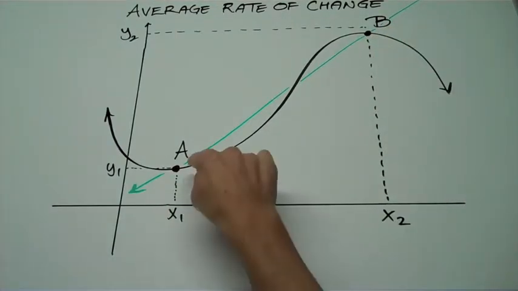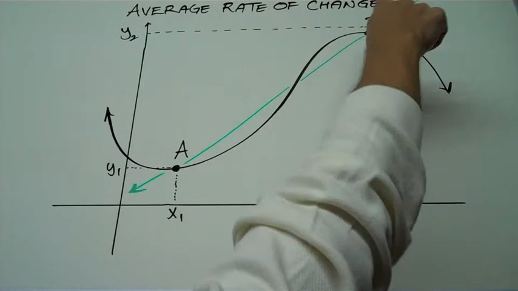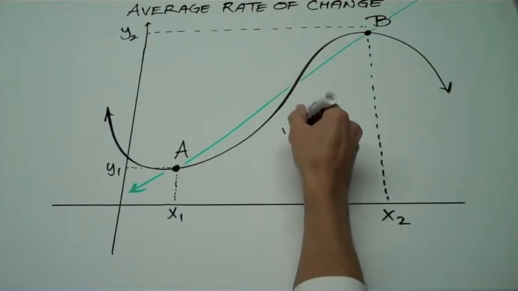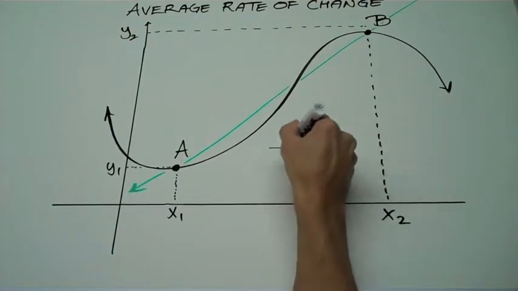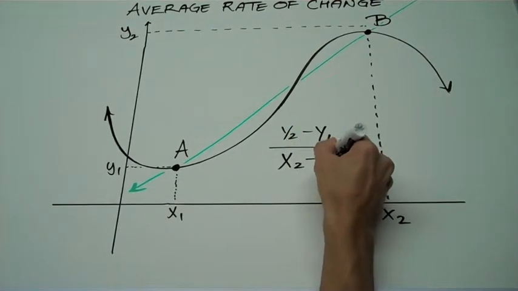The average rate of change from A to B is simply the slope of this green line, which of course is y2 minus y1 over x2 minus x1.